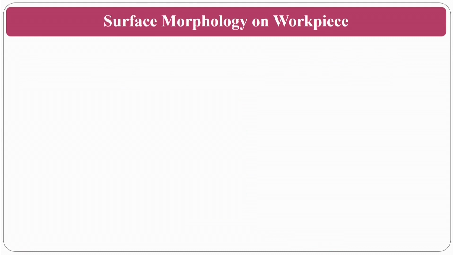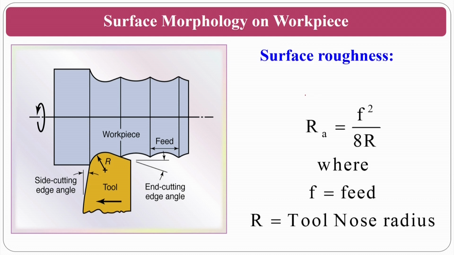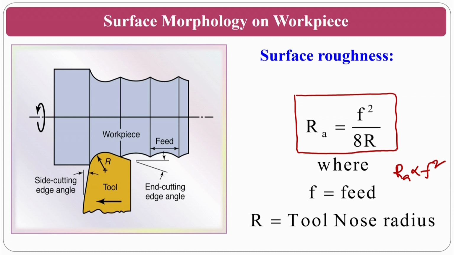Okay, so in surface morphology, nose radius is also an important parameter to decide surface roughness. Let me see. This is the equation where Ra is equivalent to f squared by 8R, where f is nothing but feed and R is the tool nose radius. If you see this picture, if my feed increases, what will happen? Surface roughness is proportional to feed squared. Surface roughness is inversely proportional to nose radius.